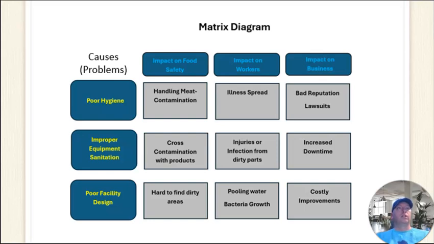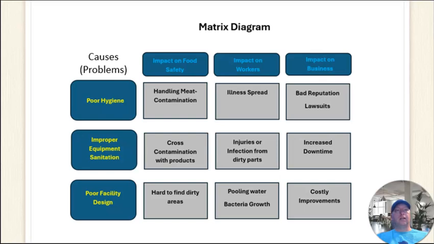As you can see, poor hygiene, food safety impact would be handling meat could cause contamination. Impact on other workers, you could develop an illness and spread it to your workers, and you could have a bad reputation or possibly lawsuits.